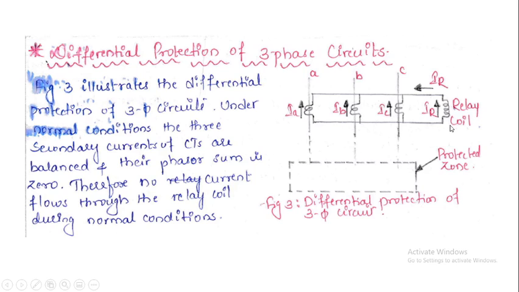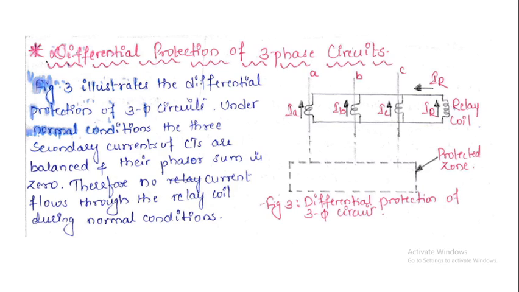Under normal operating condition, as balanced current is flowing in all three phases, the phasor sum will be 0, so the current IR is also 0. So no current flows through the relay coil, and the relay coil is not going to energize. So the relay is not going to operate. This is the normal operating condition. Therefore, no current flows through the relay coil during the normal condition.